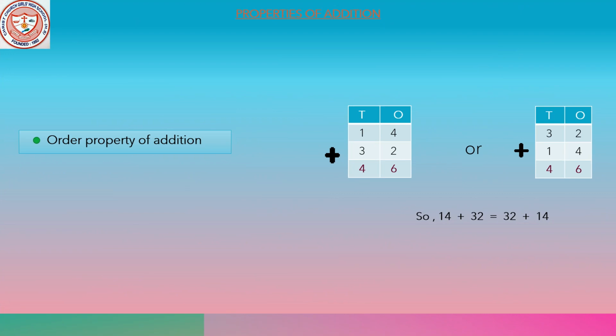Look at this. Here we add 14 to 32 and we get the sum 46. Similarly, we add 32 to 14 and we get the sum 46. So, we can say that 14 plus 32 is equal to 32 plus 14. Like this, we know that changing the order of the addends does not change the sum.